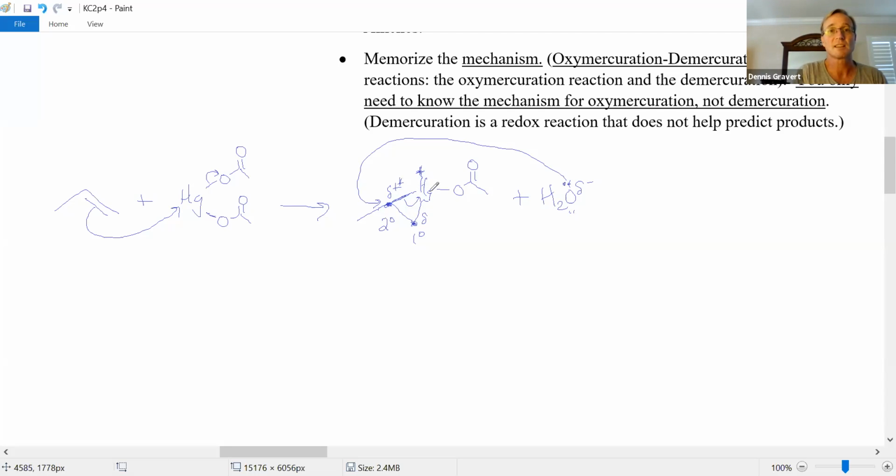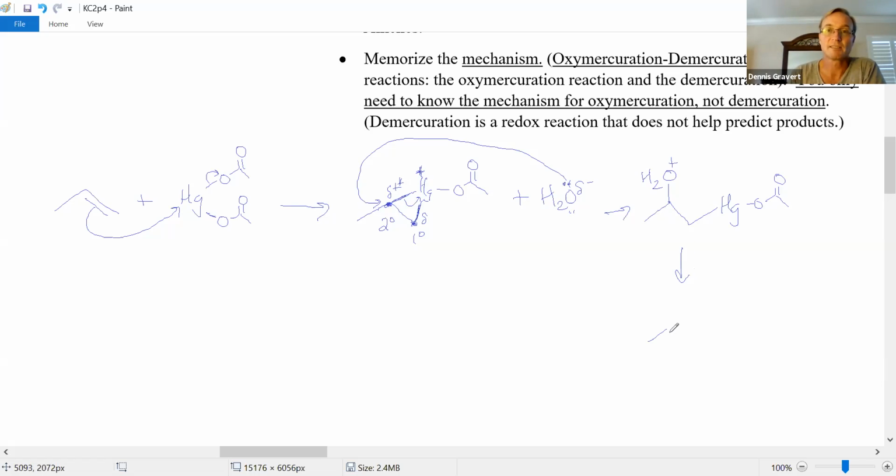Mercury's going to take these electrons and quench that positive charge. Water's going to attach to this carbon over here. The mercury is going to stay attached to the primary carbon, though. Mercury's still attached. It's got the acetate. It doesn't have a positive charge because now it only has two bonds. And the water became attached here. Ooh, and now it has a positive charge because it has three bonds.